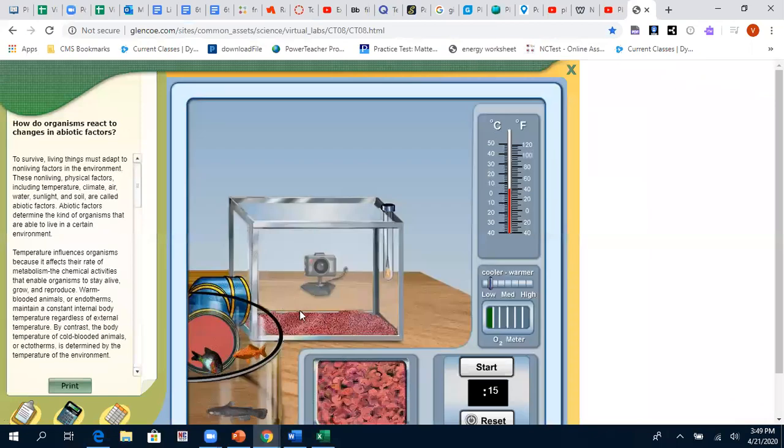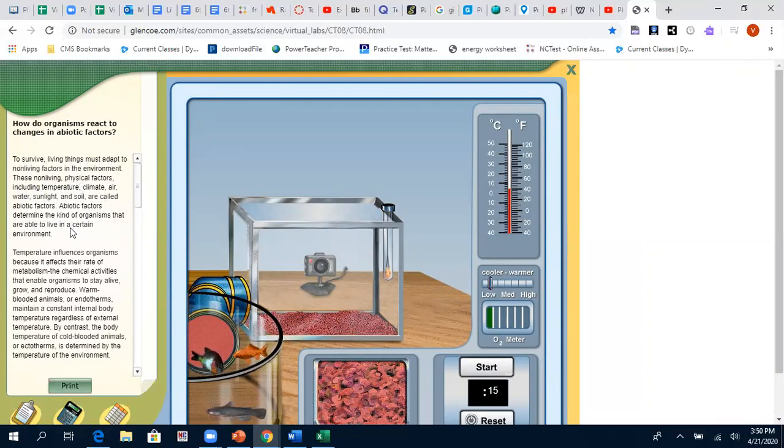So there's an interactive lab opening up. How do organisms react to change in abiotic factors? To survive, living things must adapt to non-living factors in the environment. These non-living physical factors include temperature, climate, air, water, sunlight, and soil. All of them are called abiotic factors. Abiotic factors determine the kind of organisms that are able to live in certain environments.